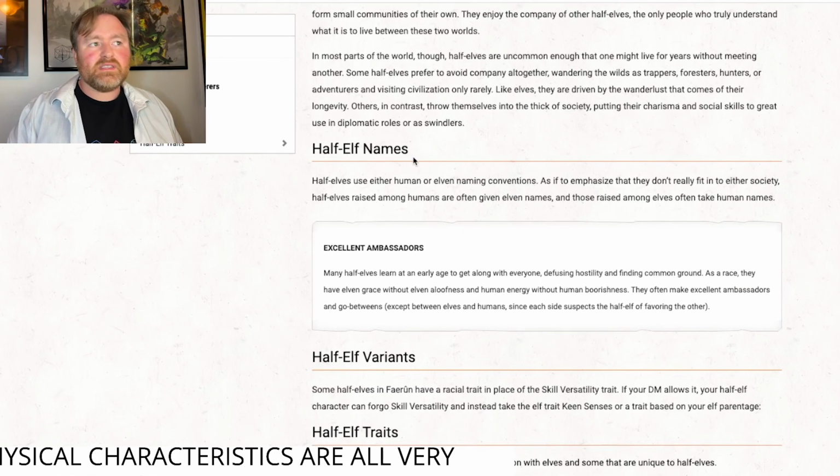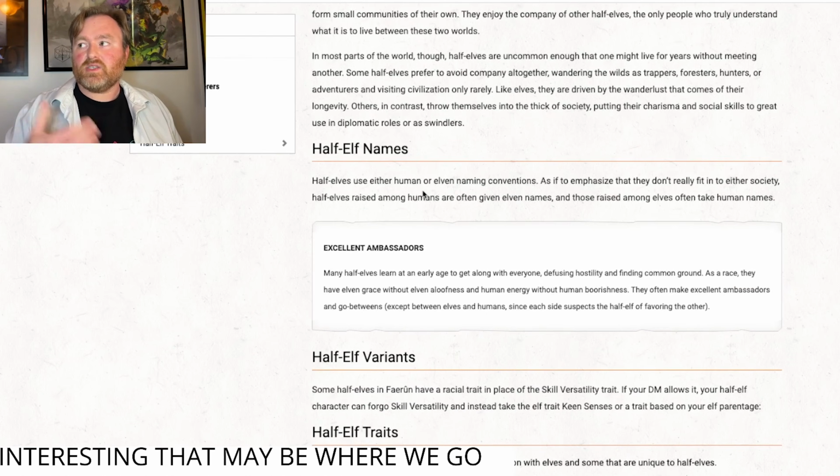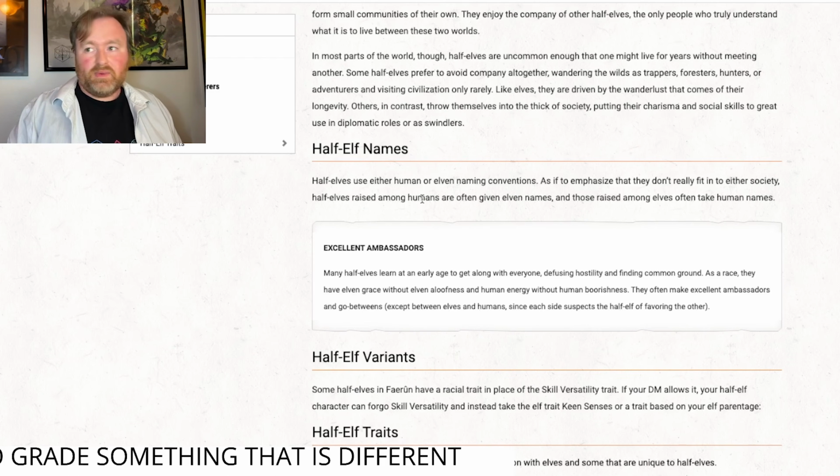The references to diplomats is interesting. That may be where we go to create something that is different, that is not just what I always create when I do something with half-elves.